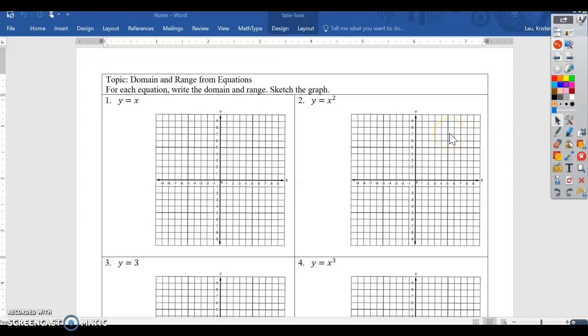Today's topic is domain and range from equations. So yesterday we did domain and range from graphs, and now we're going to do it from equations, and then we're going to kind of sketch the graph. Okay?